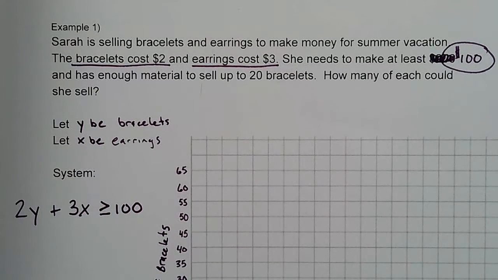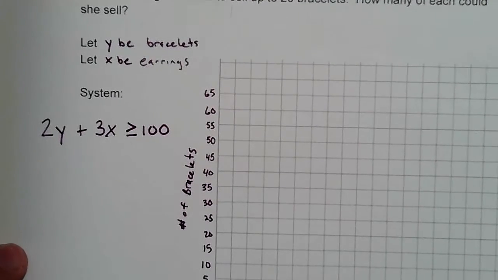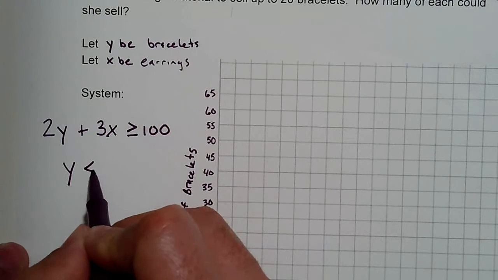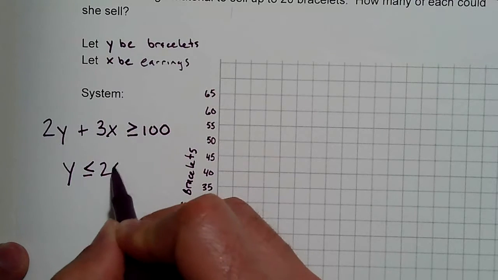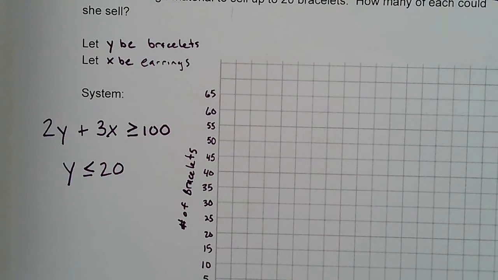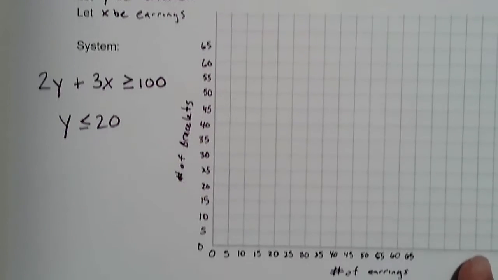The next sentence says she has enough material to sell up to 20 bracelets. I mean, she can make up to 20 bracelets. So her number of bracelets, which is y, has to be less than or equal to 20. She can't sell more than 20 bracelets. All right, so we have our let statements and our system. Now we're going to graph.